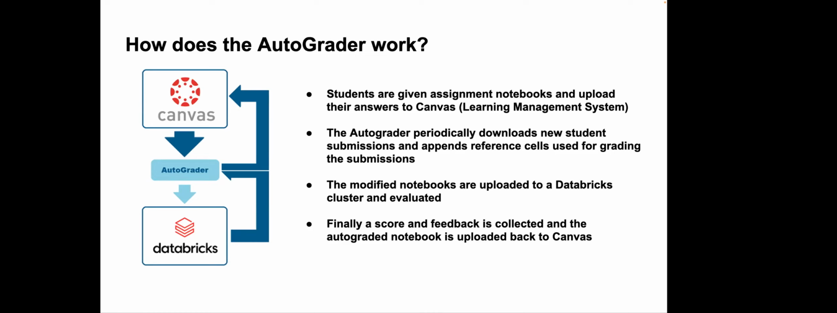And the modified notebooks are uploaded to a Databricks cluster and evaluated and run as a job. Then we will fetch the run notebook. We will remove the test cells so that the student can see the answers that are compared in the tests. We will score, collect feedback, and upload it back to Canvas with an HTML response file.